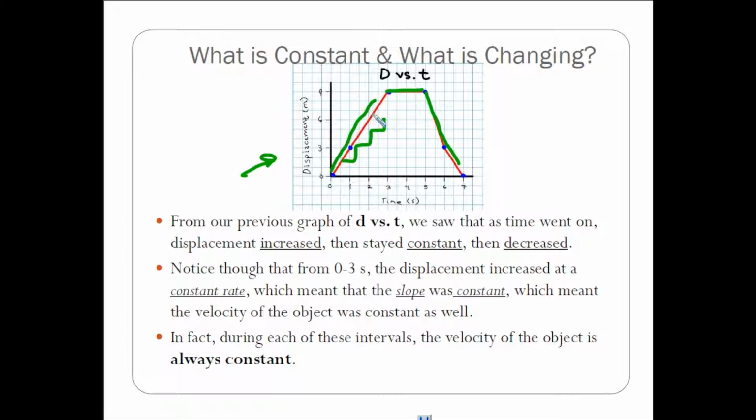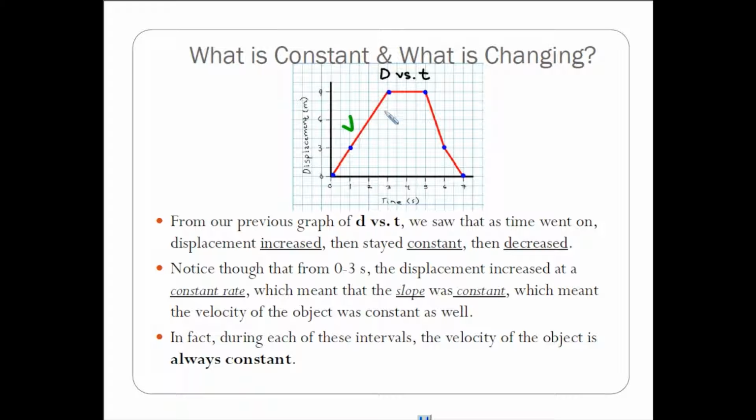was constant. And if the slope on a displacement versus time graph represents velocity, then that would mean that our velocity is constant from 0 to 3. So, although we're talking about something that's changing, in this case, the displacement of the object, what's constant from 0 to 3 seconds is the slope, or the velocity of the object. So we're changing displacement with a constant velocity.